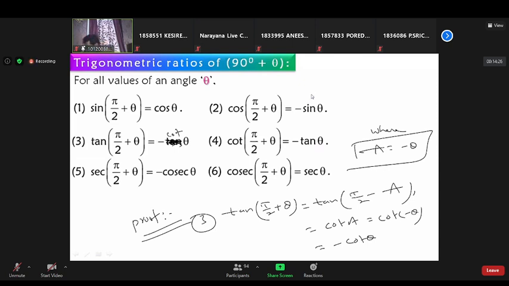No, sir. I raised my hand for saying that tan of pi by 2 plus theta is minus cot theta. Yeah, okay. Minus cot theta it is. There, the printing mistake happened. Tan of pi by 2 plus theta is equal to minus cot theta.